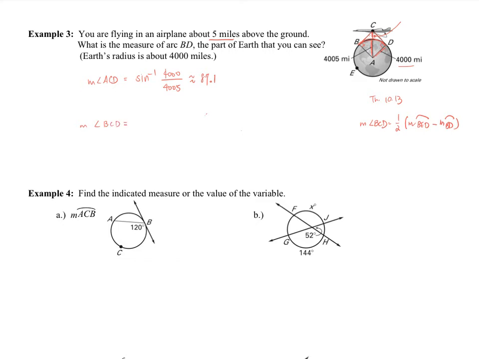And then measure angle BCD will be twice 87.1, which is 174.2 degrees. So now I have measure angle BCD, and then I can let measure of arc BD be Y and arc BED be 360 degrees minus Y. And now I can use the formula and solve for Y, which is approximately 5.8 degrees. So again, this will be the measure of arc BD.